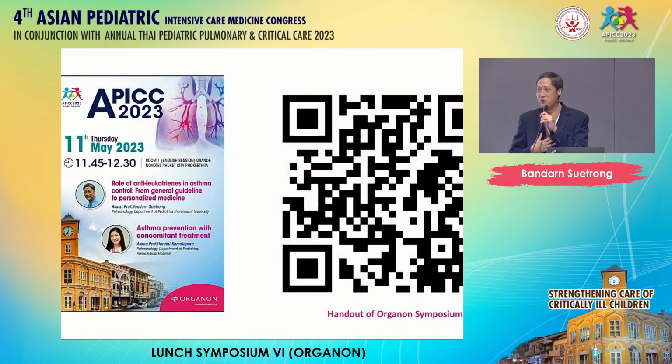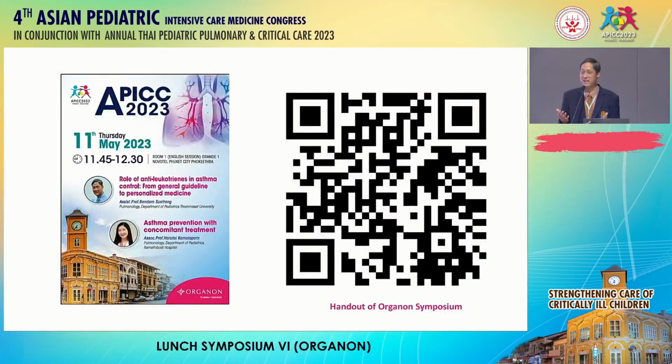So my section is over, and the next section is about the better way to prevent asthma from occurring, because if the asthma has already happened, you have to treat them for a long period of time. The next lecture is asthma prevention with concomitant treatment by Dr. Haritai. Dr. Haritai is a pediatric pulmonologist with an area of interest in asthma, and she is currently an associate professor in the Division of Pulmonology, Department of Pediatrics, Ramathibodi Hospital, Mahidol University, Thailand. So please welcome Dr. Haritai.